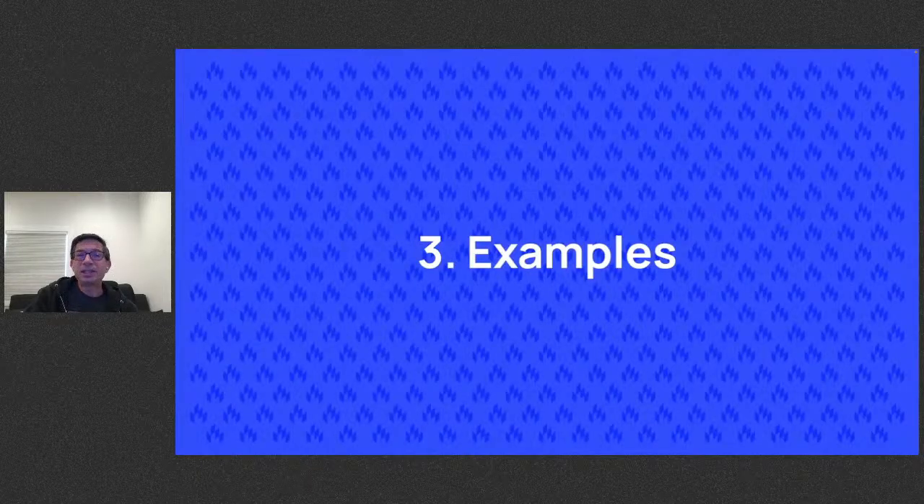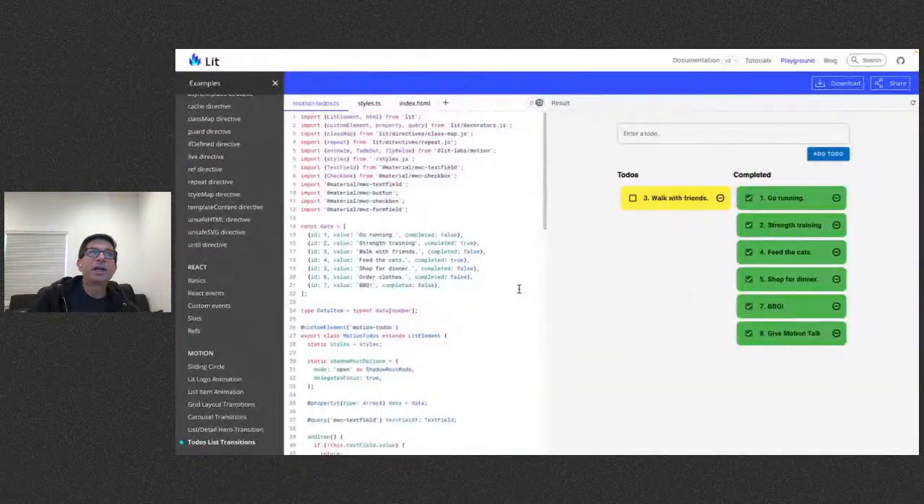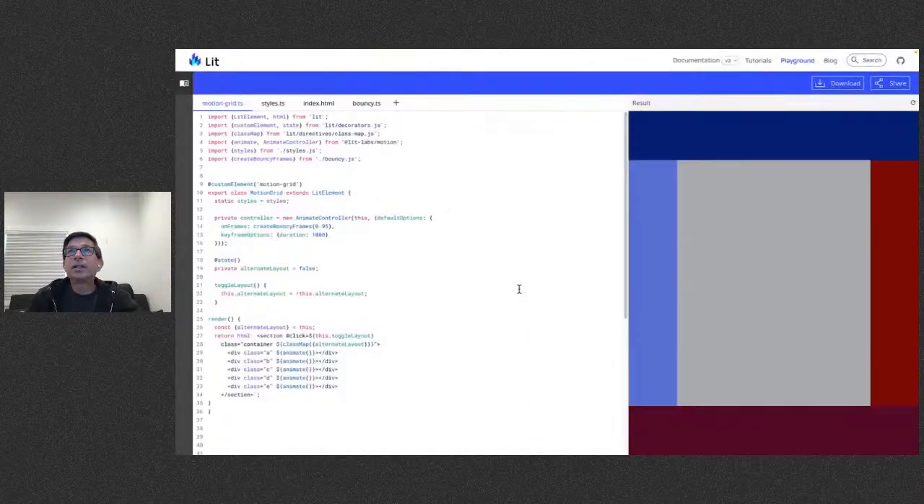All right, so let's dive into some examples really quickly. First, we're going to look at a grid layout example. And let me see if I can actually move my mouse to the right spot. There we go. Okay, so let's switch over to our grid example.